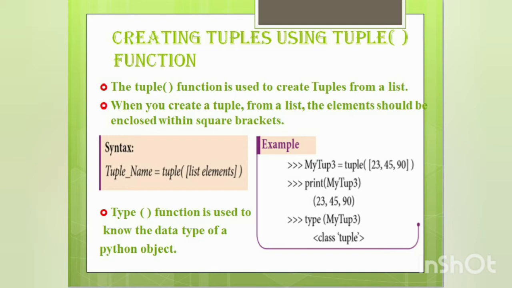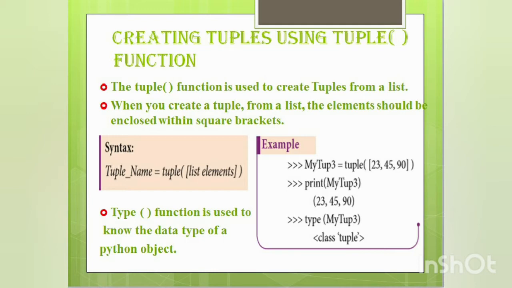Okay. Then, next line is type of my_tup3. The type function is mainly used to know the data type of a Python object. Okay, what is the data type? 23, 45, 90 means what is the data type? Whether it is a list or whether it is a tuple.